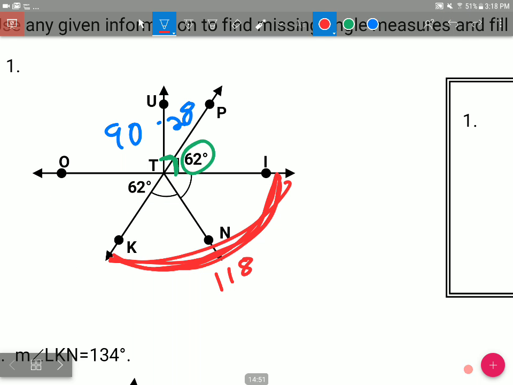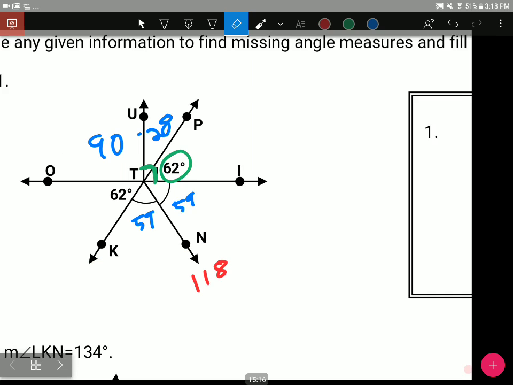All right, how do I go from that down to these ones? Why would dividing by 2 work? Because it's a bisector. They're the same. They both have one tick mark. They both have the congruency, so we know they're the same. All right, so what's 118 divided by 2? 59. All right, so now that we know this, let's start answering the questions.